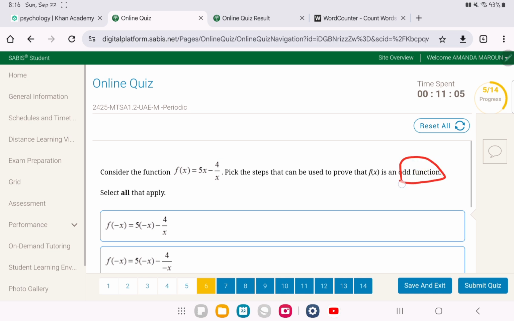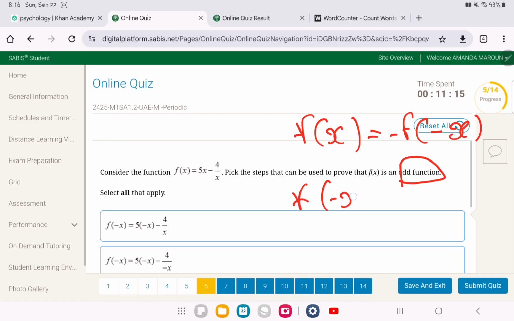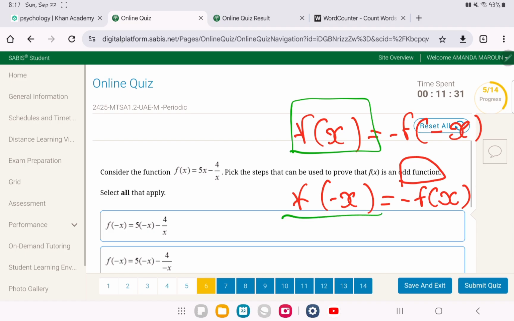So if it is an odd function, we said we do either f(x) equals minus f(-x), or f(-x) is equal to minus f(x). Either way works, okay? So this one, you're saying that f(x) is equal to minus f(-x), and this one you're saying f(-x) is equal to minus f(x), and these are both correct for the odd functions.